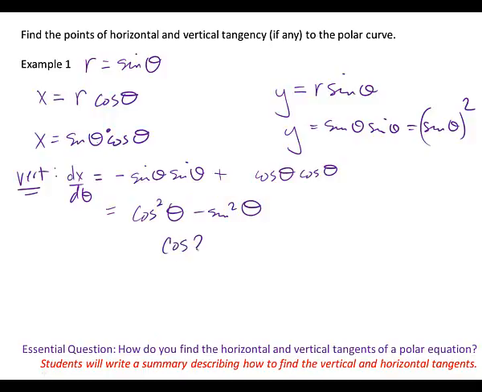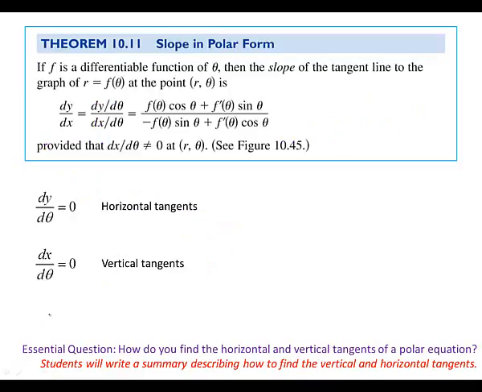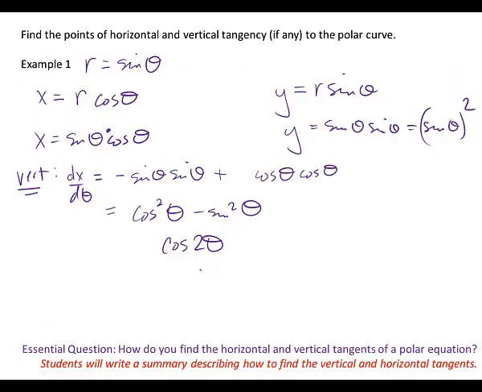There you go. It's the same as cosine 2 theta. Okay? So now that I have an equation, in order to get a vertical tangent, what are we supposed to set the derivative equal to? To 0. So I'm going to set it equal to 0.